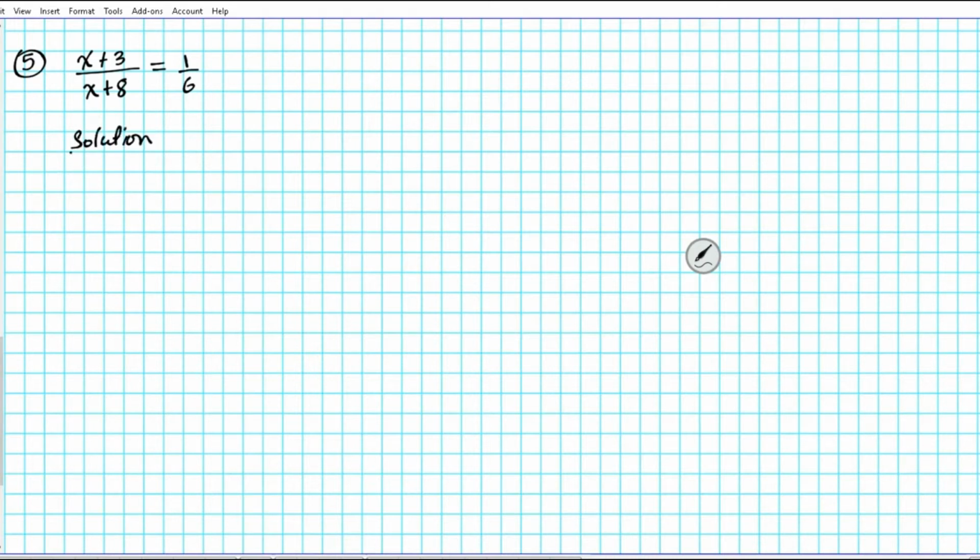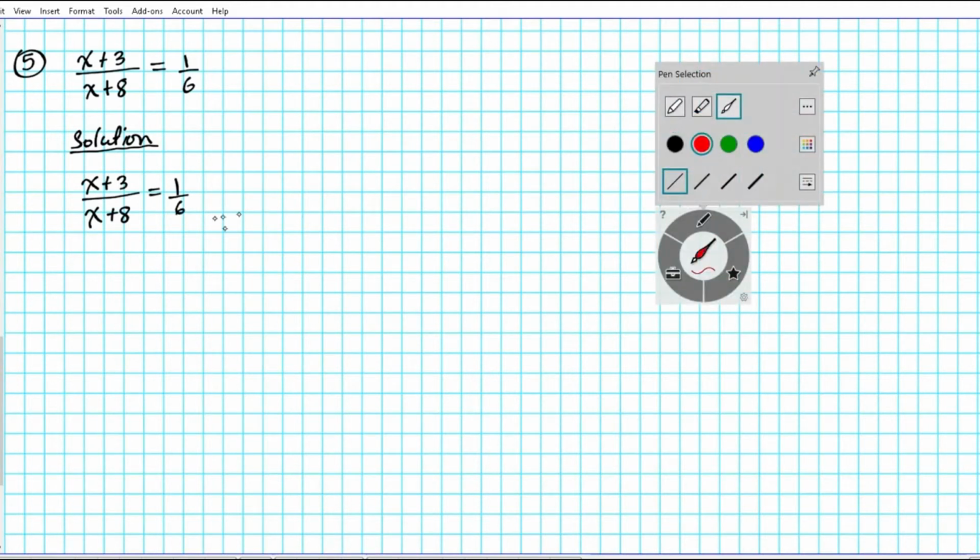I'm going to be using the star method again. So we have x plus 3 divided by x plus 8 equals 1 over 6. Alright, let's go ahead and input our nice little star. So we have the numerator on the left be multiplied by the denominator on the right, and then the denominator on the left be multiplied by the numerator on the right. What does that yield? We have 6 times the quantity x plus 3 is equal to 1 times x plus 8.